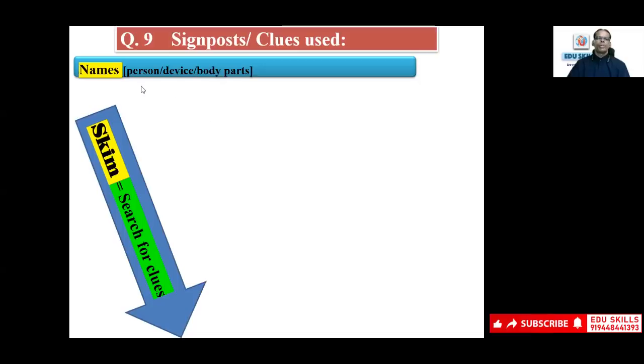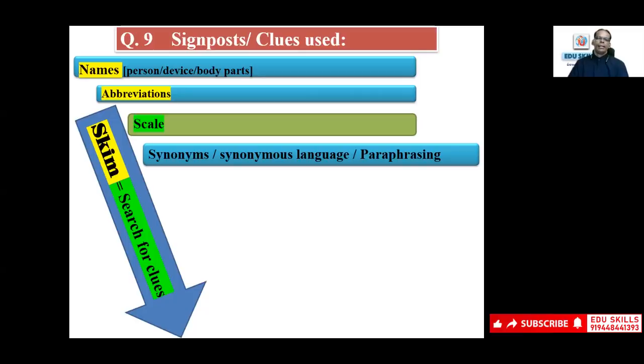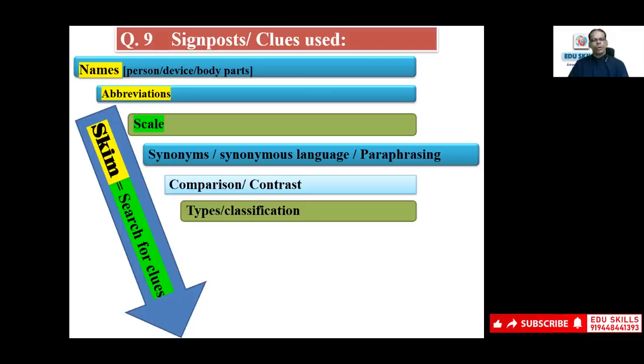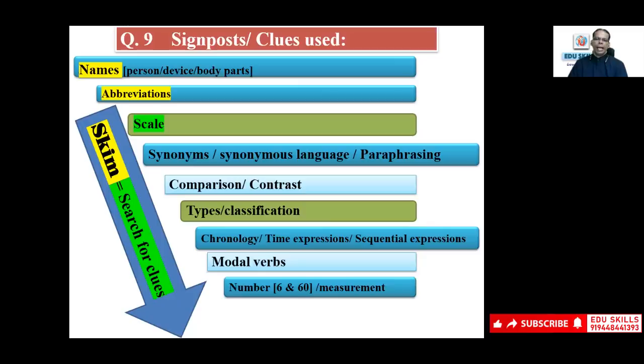In the skimming process, you'll be looking for the names of a person, device, disease, condition, or body parts, whatever the names. Then you'll be looking for abbreviations, short forms of certain names. Then, as I told you, scale. Then definitely synonyms, synonymous language and paraphrasing, comparison and contrast, types or classification, chronology, time expressions or sequential expressions, modal verbs, and numbers. As I told you, always remember numbers.